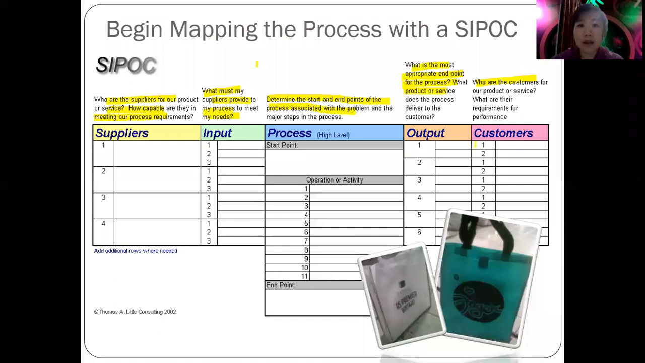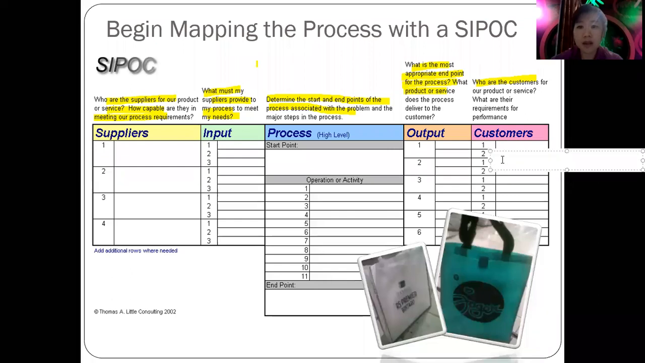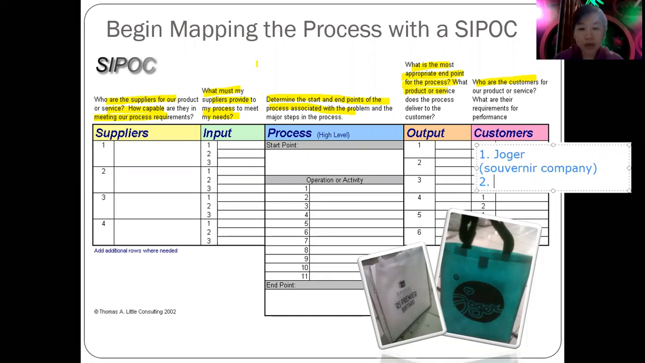filling this in. I fill in here the first customer is Joker, a souvenir shop, a souvenir company. And the second one is the hospital, which is a medical institution. Those are our customers.